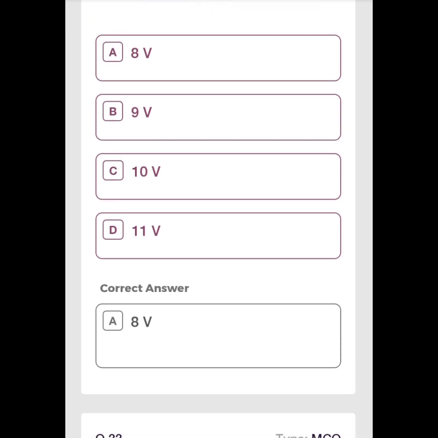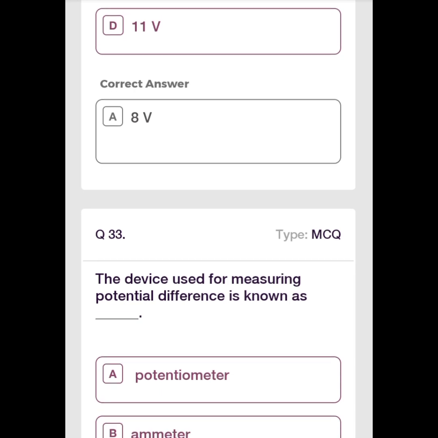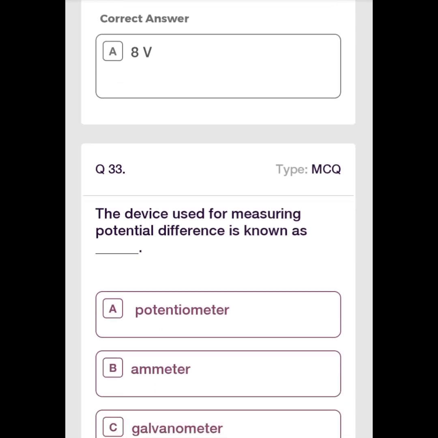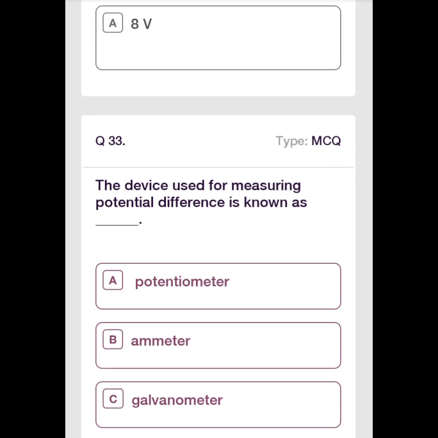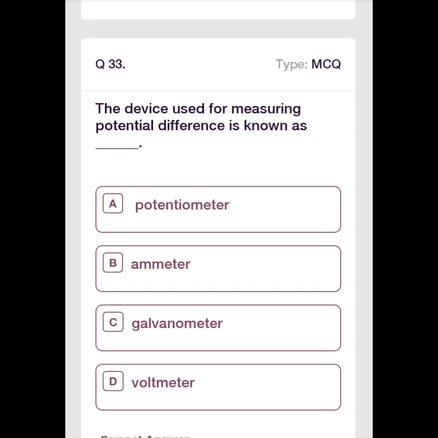Fine. The device used for measuring potential difference is known as voltmeter. Option E is potentiometer. Potentiometer is the one which varies the resistance. We call it as pot, in short. Ammeter is used to measure current, galvanometer to detect the presence of current, and voltmeter is the one which measures the voltage, the potential difference. So the correct answer would be option D.